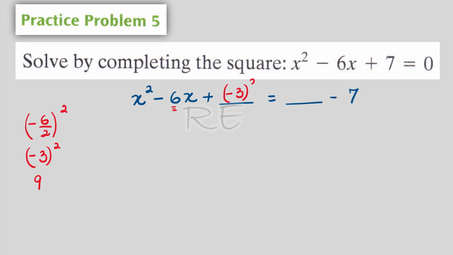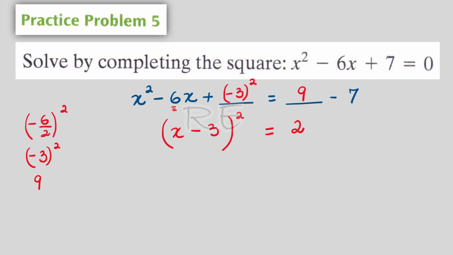We add negative 3 squared to the left side, and negative 3 squared is 9. We add 9 to the right side. The left side becomes (x minus 3) squared, and 9 minus 7 is just 2.